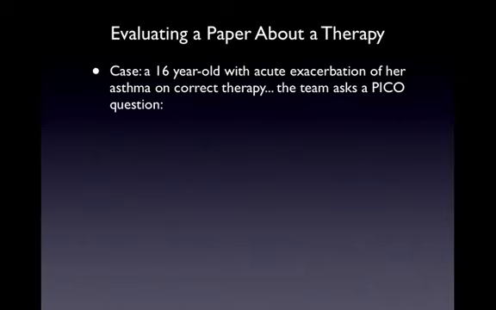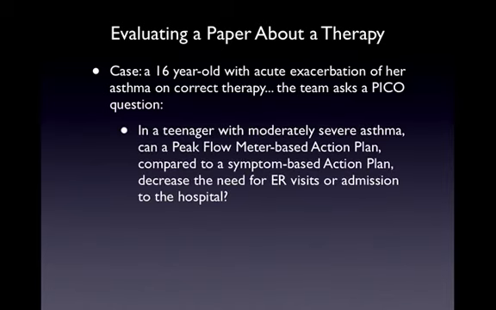And the team asks a PICO question. In a teenager with moderately severe asthma, can a peak flow meter-based action plan, compared to a symptom-based action plan, decrease the need for visits to the ER or admission to the hospital? They do a PubMed search and find the Cowie paper to hopefully answer their question.